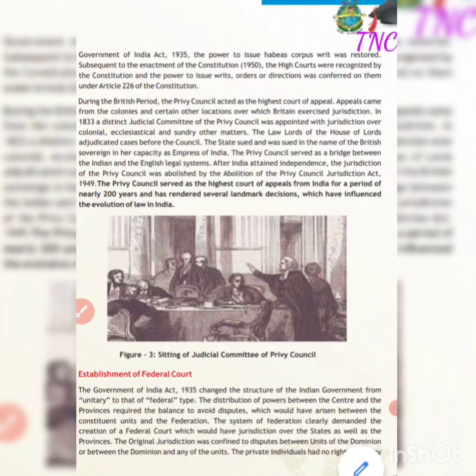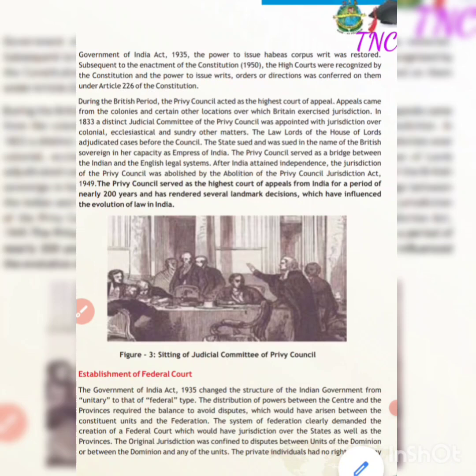Now, during the British period, the Privy Council acted as the highest court of appeal. We know in today's era, in India, the Supreme Court is the highest court of appeal, but at that time when the Britishers ruled over us, their own court, that is the Privy Council, was considered the highest court of appeal. Appeals came from colonies and certain other locations over which the British exercised jurisdiction.